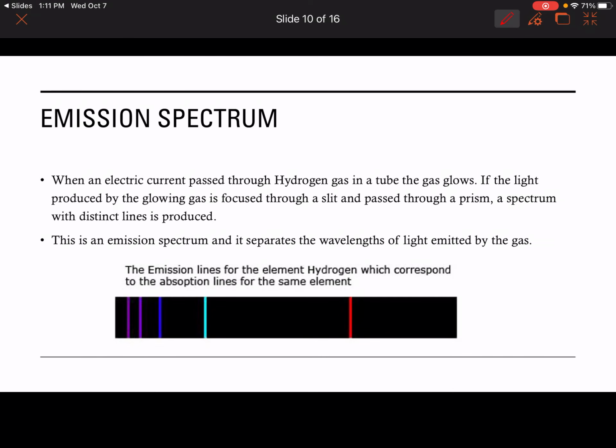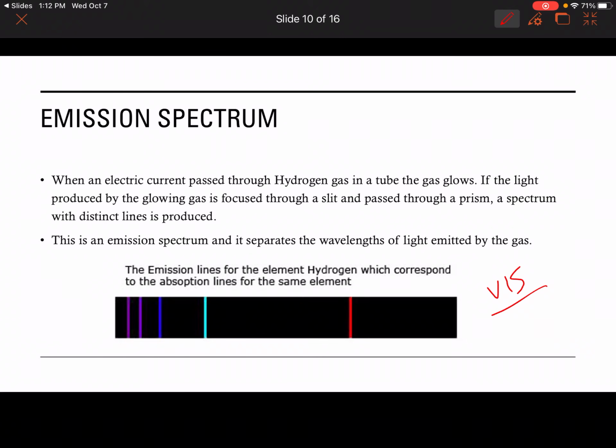Okay, so we're going to talk about something called an emission spectrum, and we will talk about this in a lot of detail later, so I'm just going to quickly gloss over this. When an electric current passes through hydrogen gas in a tube, the gas glows, and this is true for all gases. If the light produced by the glowing gas is focused through a slit and passed through a prism, a spectrum with distinct lines is produced. This is called an emission spectrum, and what it does is it separates the wavelengths of light emitted by the gas. And remember, this is visible light, so we can see different colors.